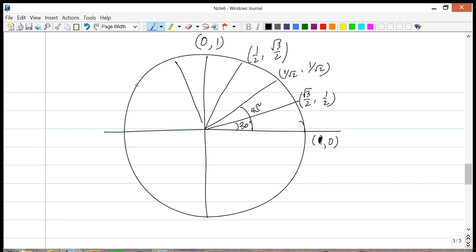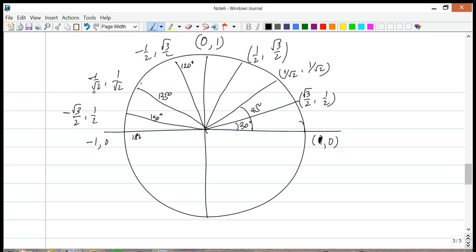Okay, and then as we go here, we can figure out the rest of the values. Okay, all that happens is that the corresponding signs will change. So this would be negative square root 3 over 2 comma half. So this would be for 150 degrees. For 135, you would have minus 1 over square root 2 comma 1 over square root 2, and this one would be minus half comma square root 3 over 2. So this would be for angle 120 degrees. This would be 135 degrees. This would be 150 degrees, and it will be minus 1 comma 0. 180 degrees, and you can go ahead and fill the rest of the circle.